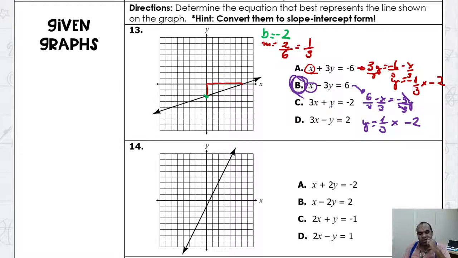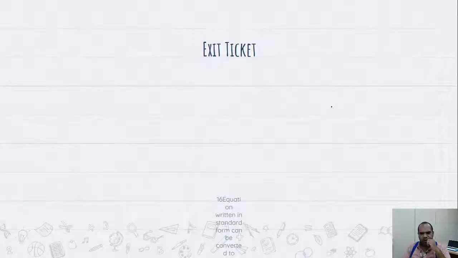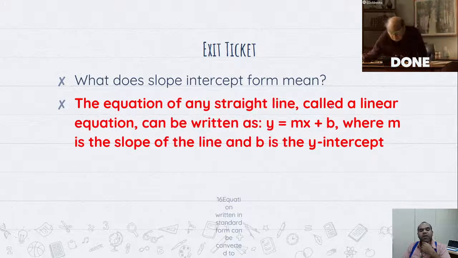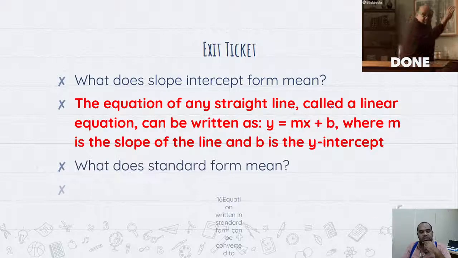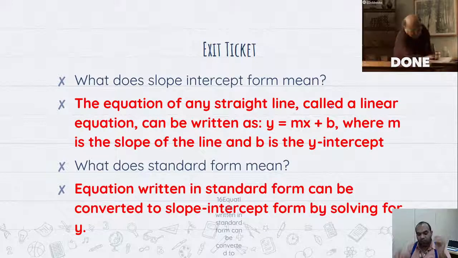Great, guys. This is a level 4 exercise. Have more here, and remember the exit ticket. What does slope-intercept form mean? The equation of any straight line, the way to represent the line on a graph. And what does standard form mean? The equation written in standard form can be converted to slope-intercept form by solving for y. You solve for y.